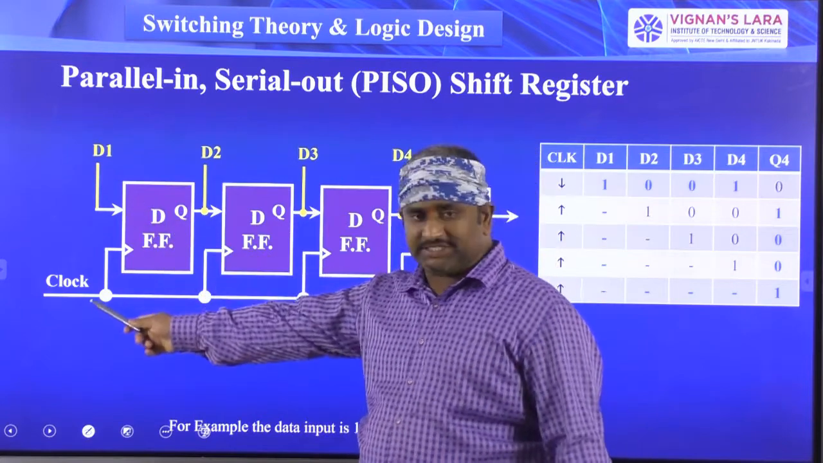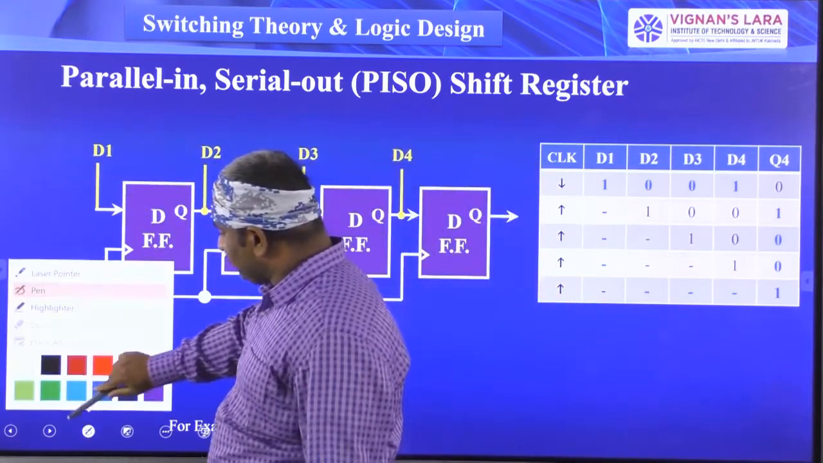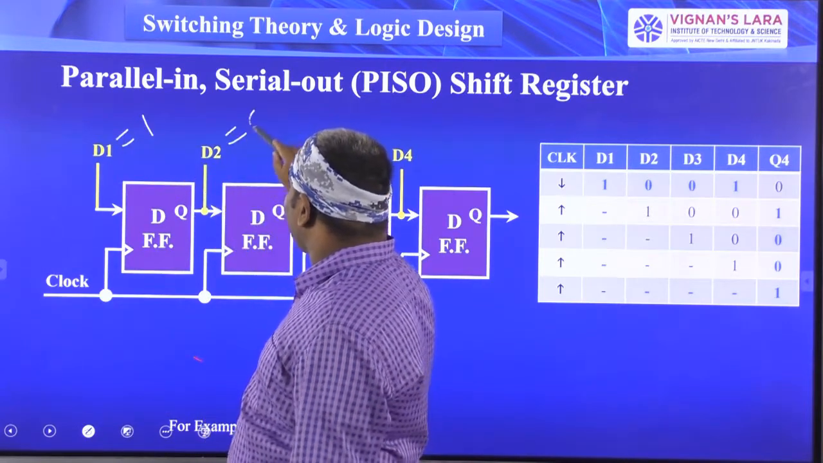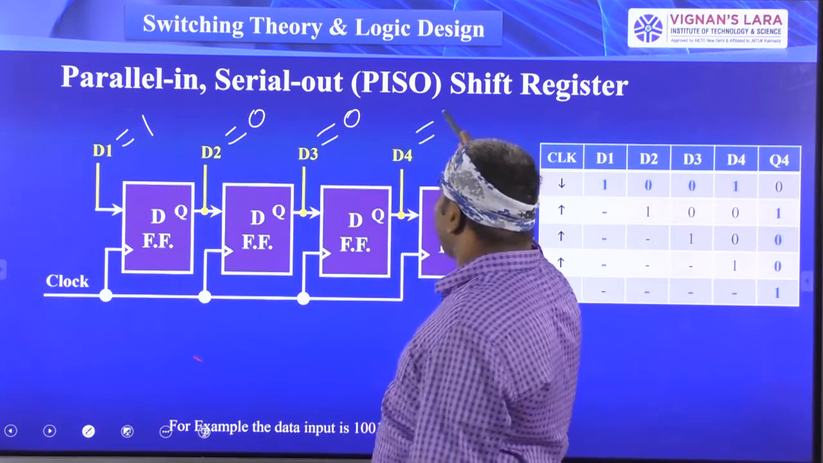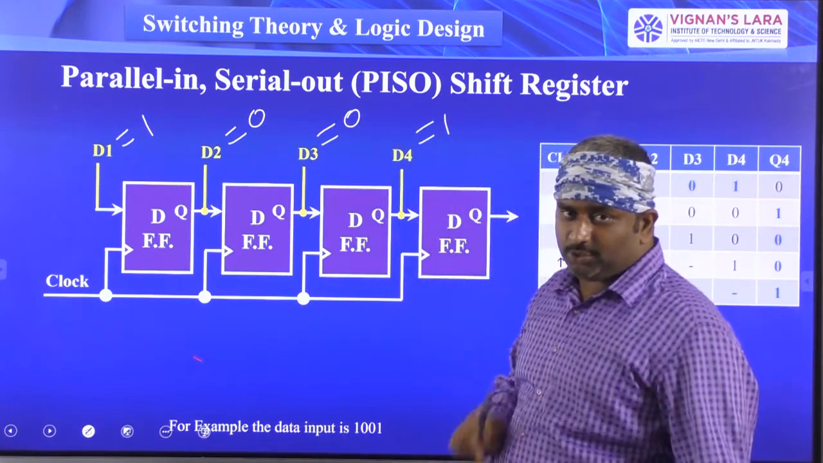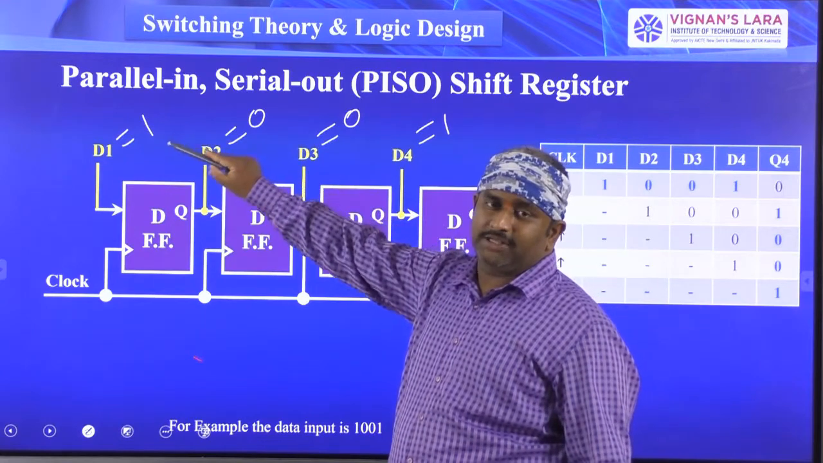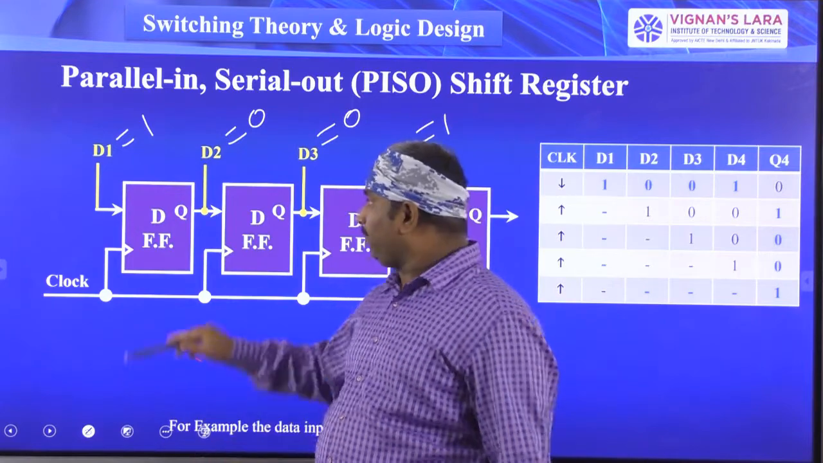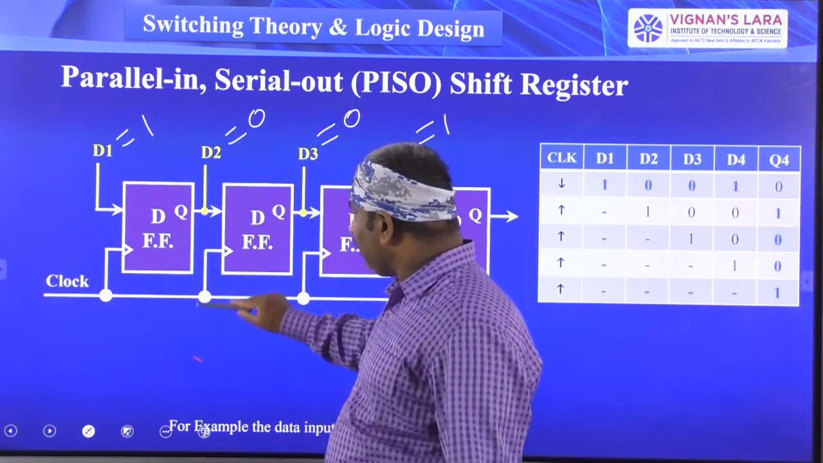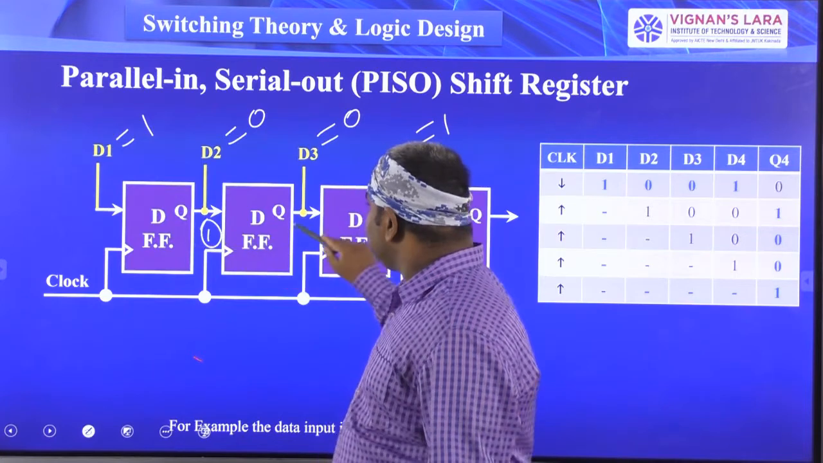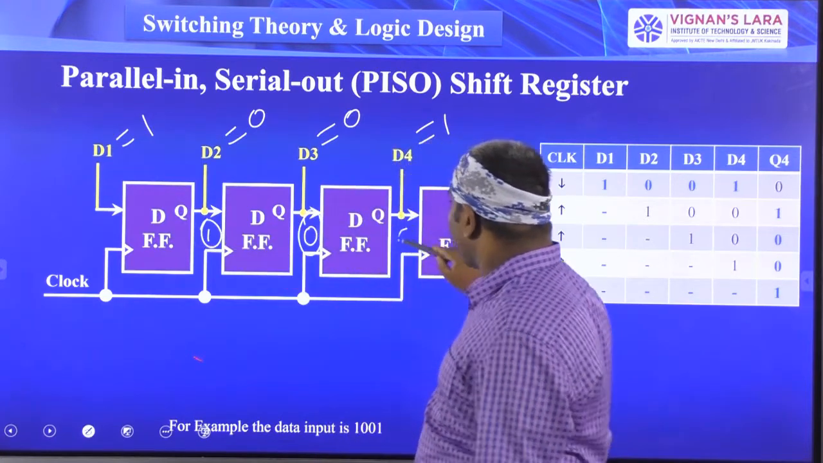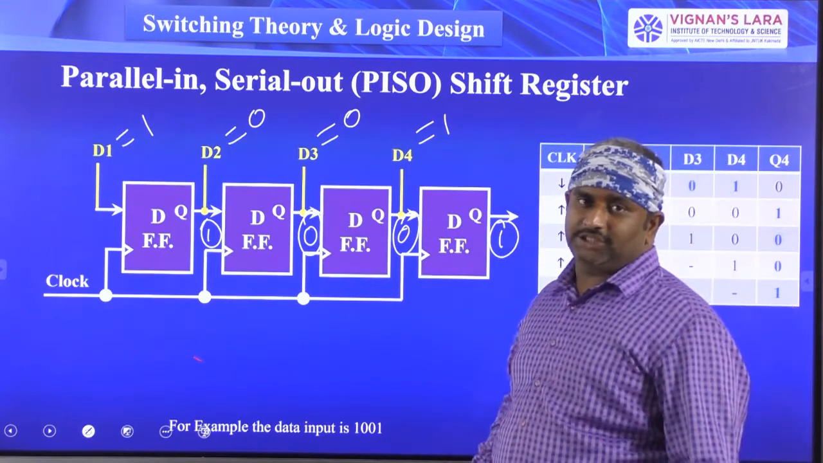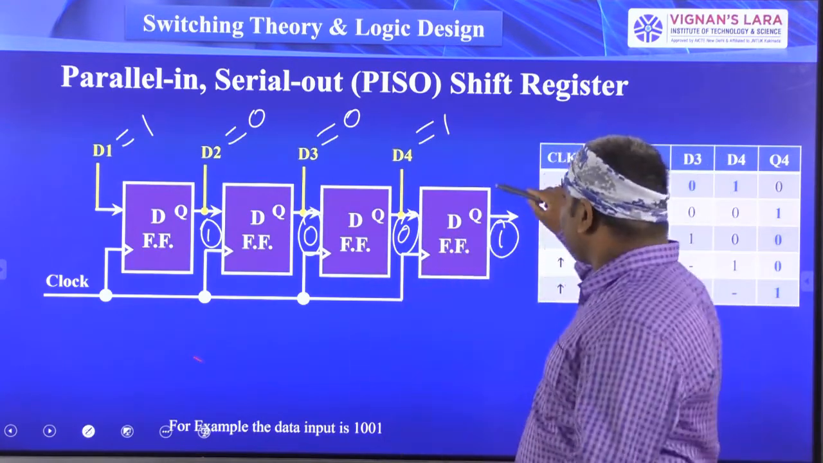So see here, for the first clock pulse, I am giving the data: D1 is equal to 1, D2 is equal to 0, D3 is equal to 0, D4 is equal to 1. For the first clock pulse only, I am giving the data at the place of D1, D2, D3, D4. Now, after giving the first clock pulse, the outputs of these flip-flops are: the first flip-flop output is 1, second is 0, third is 0, and fourth flip-flop output is 1.